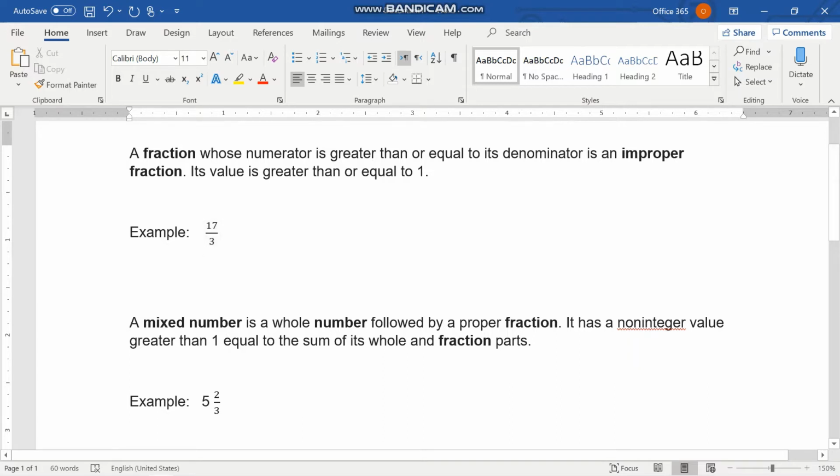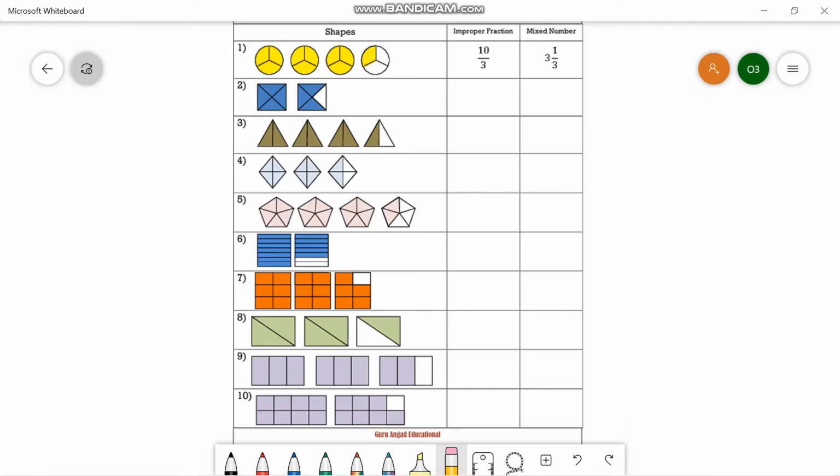So let's go now to mixed number. A mixed number is a whole number followed by a proper fraction. One example is 5 and 2/3. 5 is the whole number and 2/3 is the fraction. So 5 and 2/3 is a mixed number. I'm going to show you first how to write improper fractions and mixed numbers with the use of shapes. And then later, I will tell you how to convert improper fraction to mixed number and mixed number to improper fraction. Okay, let's start with number 1.